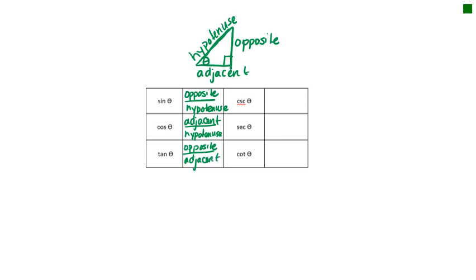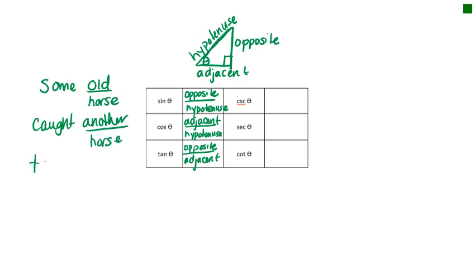Okay? The way I always remember this was: some old horse caught another horse taking oats away. All right, and if you notice, sine is opposite over hypotenuse, cosine is adjacent over hypotenuse, and tangent is opposite over adjacent.